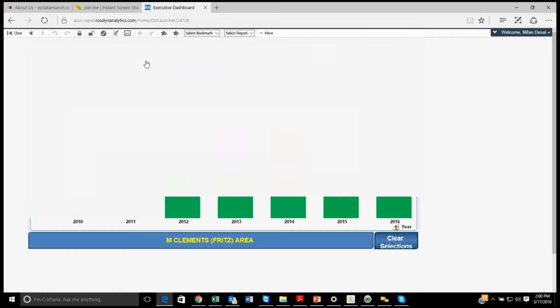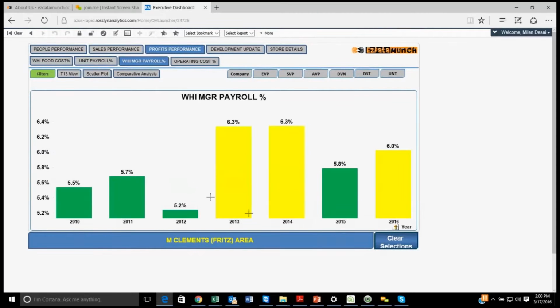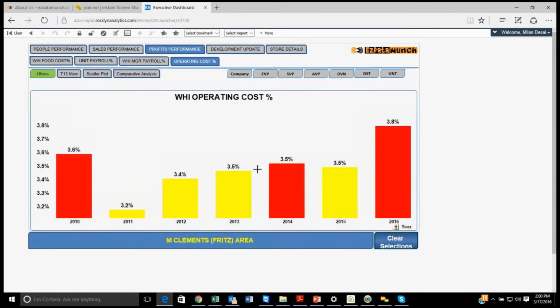So you are good, but we looked at the food cost. We are looking at the manager payroll. Again, that cost has been going up and down, and also operating cost, which can be one of the big factors. As you can see, all of his operating cost has been in red, and that's one of the big concerns that you may have.